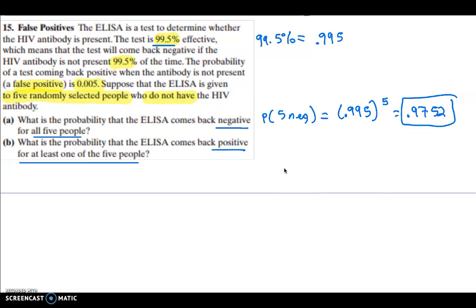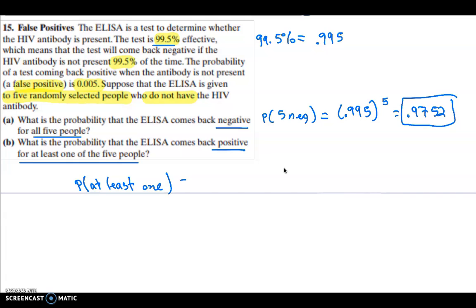Okay, if you're positive for at least 1, so the probability that at least 1 is positive. So that could mean you have the first person positive and then the next 4 negative, or the second is positive and the 4 around them are negative, or you could have 4 positives and 1 negative. But it says, what's the probability that at least 1? So at least 1 gives you all kinds of scenarios.